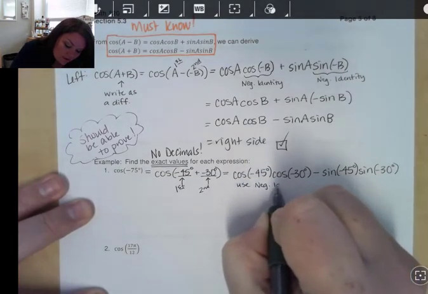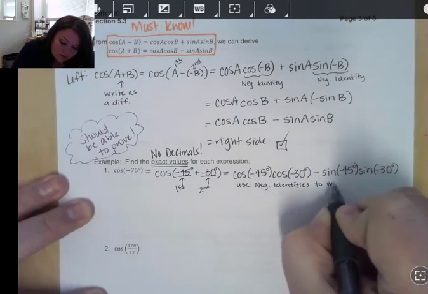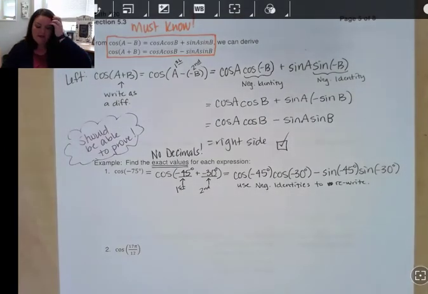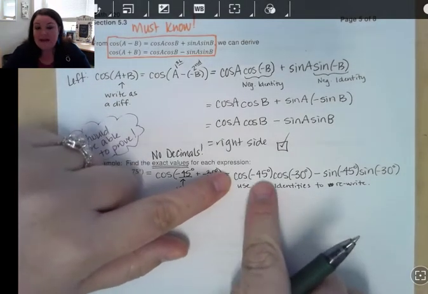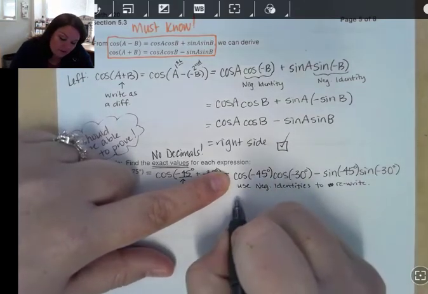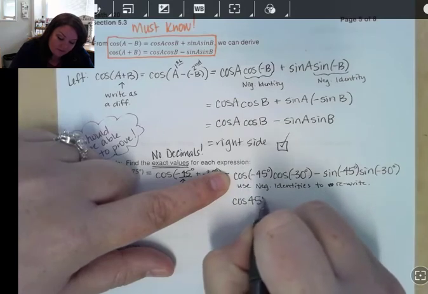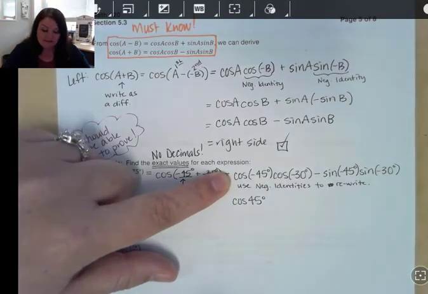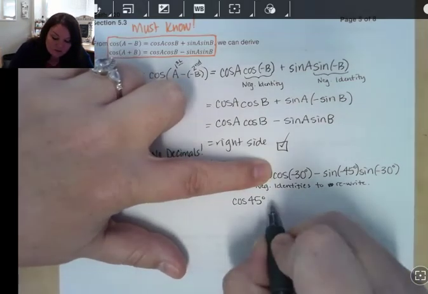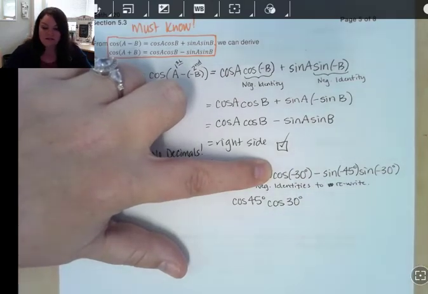Use negative identities to rewrite. Okay, so we know that cosine of a negative angle is the same as cosine of that positive angle. So we can write cosine of negative 45 as cosine of just a positive 45. Same thing here, cosine of negative 30, cosine values stay positive, so that's the same as cosine of 30 degrees.